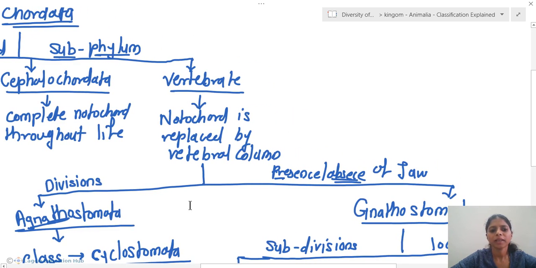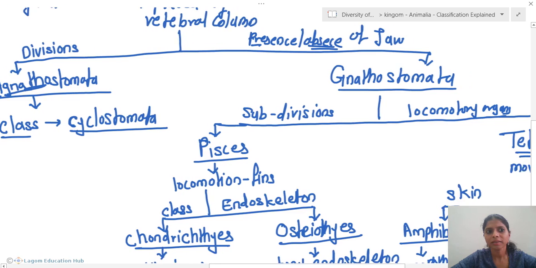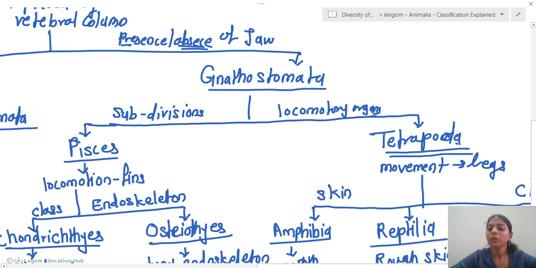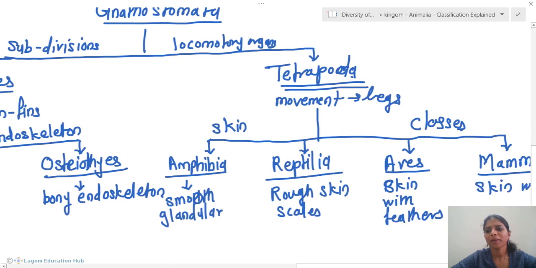Now Vertebrata are classified into 2 divisions. First is Agnathostomata, and the other is Gnathostomata. Agnathostomata has only a single class, called Cyclostomata. Gnathostomata is further divided into how many subdivisions? 2 subdivisions. Which are those? Pisces and Tetrapoda. Pisces is further classified into classes. Which are the classes of Pisces? Chondrichthyes and Osteichthyes. Then Tetrapoda further classes? Amphibia, Reptilia, Aves and Mammals.